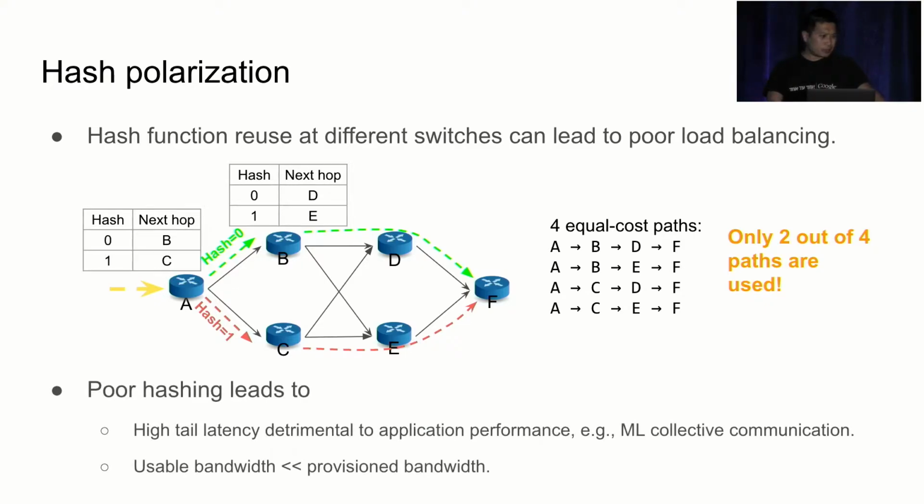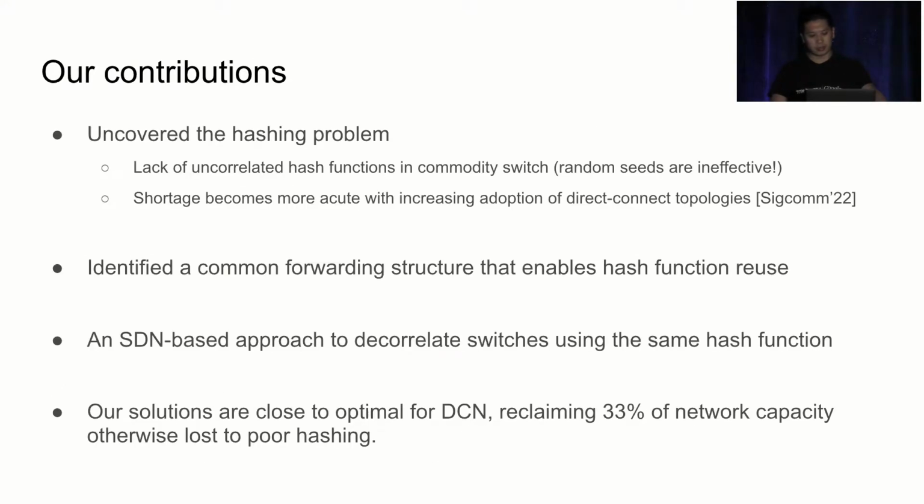This is problematic because this leads to poor load balancing, and this tends to result in very high tail latency, which is detrimental to application performance. Like, for example, think about machine learning collective communications, which are known to be highly sensitive to tail latencies. Also, from network operators' perspective, this is just a lot of built bandwidth being unusable because you're prematurely saturating the link. So your usable bandwidth is significantly less than your provisioned bandwidth.